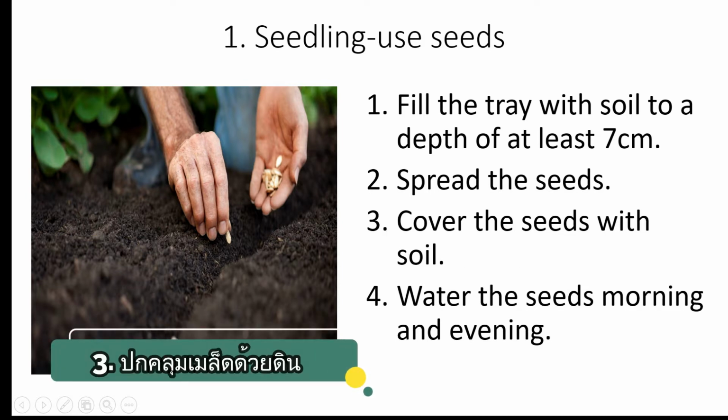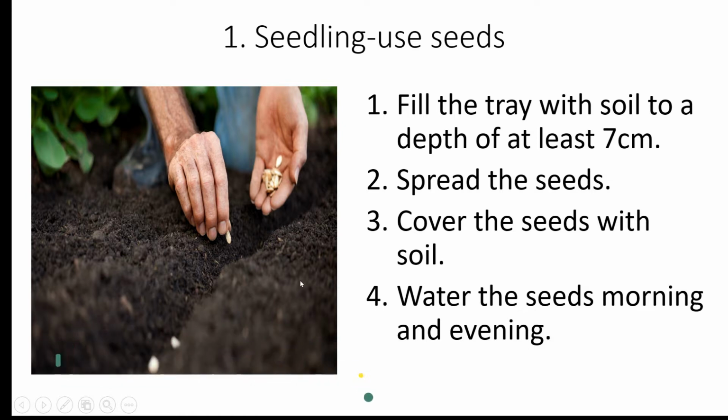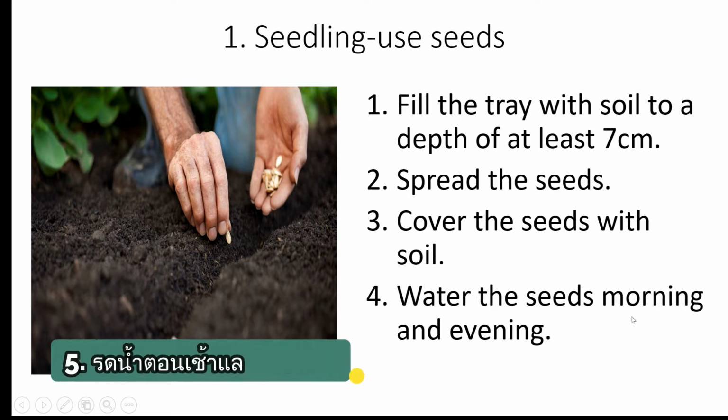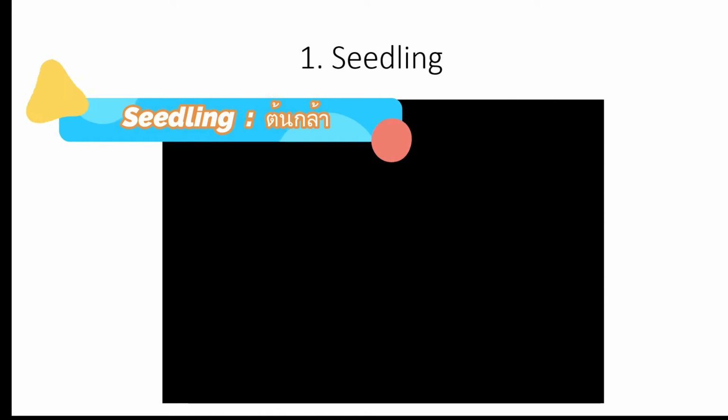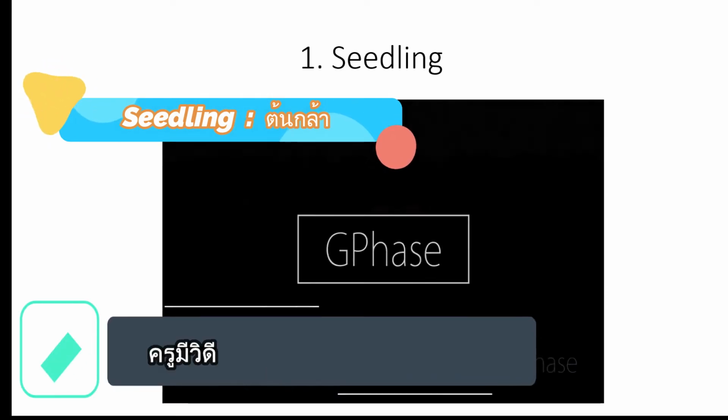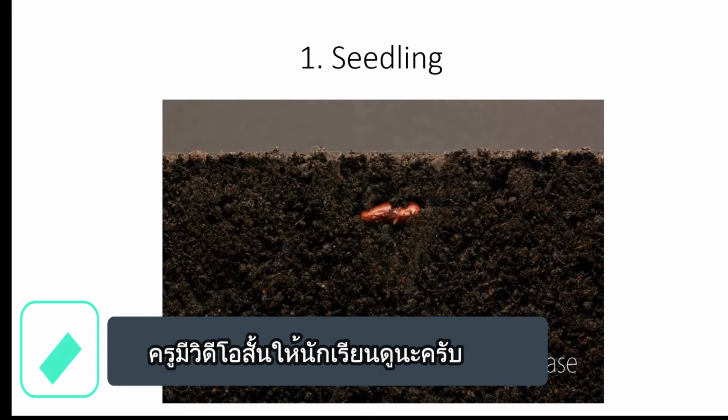Number 3, you cover the seeds with soil. And next, you water the seeds morning and evening. When you grow a new plant, you have to follow this method. Number 1 method, seedling. I'll let you watch this short video.